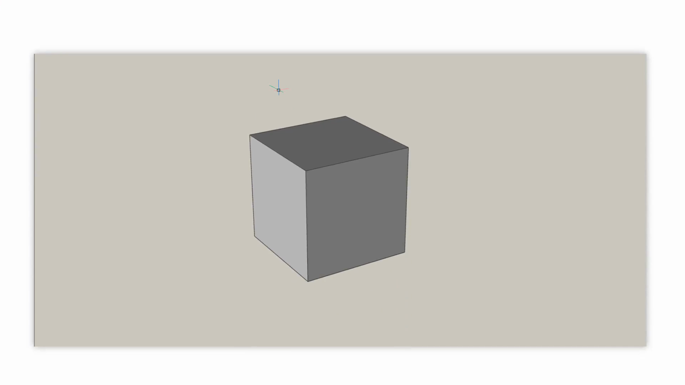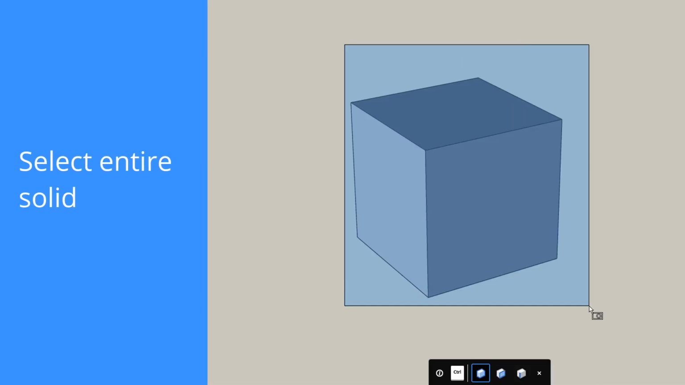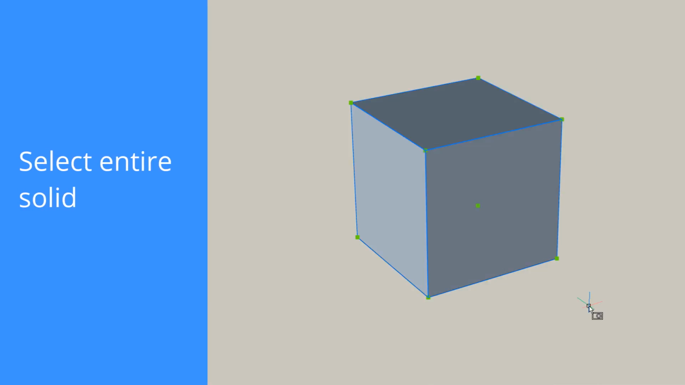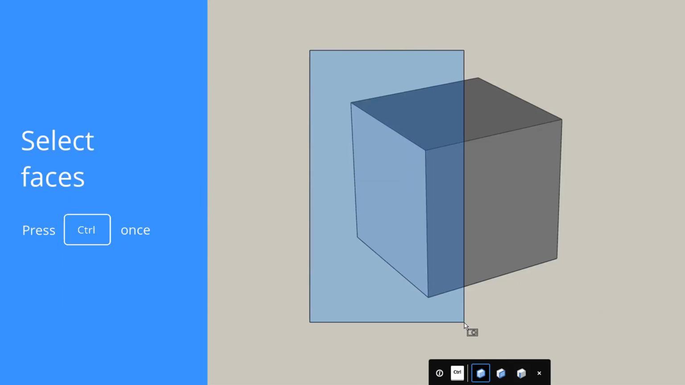You can select multiple model elements using a selection box. By default, selection boxes see and select entire solids. If you press the Control key once while the selection box is active, your selection box will only see faces.